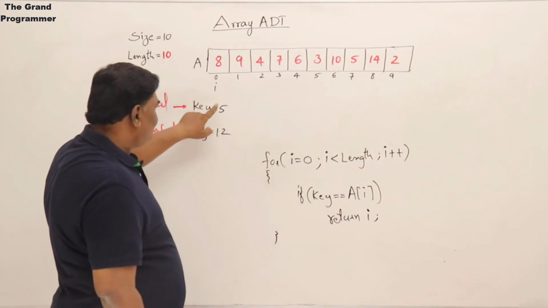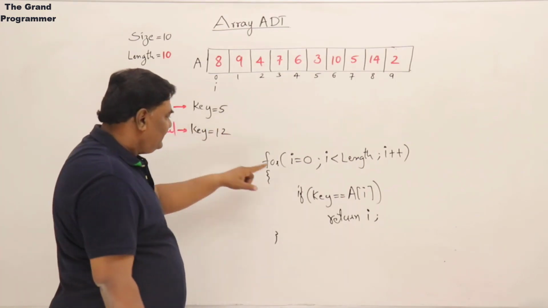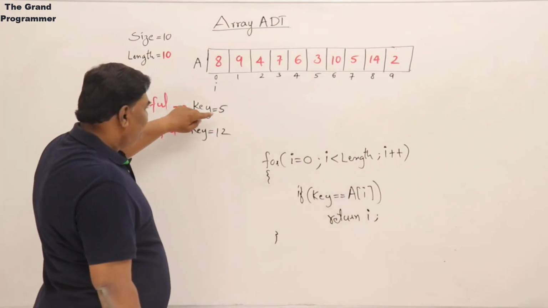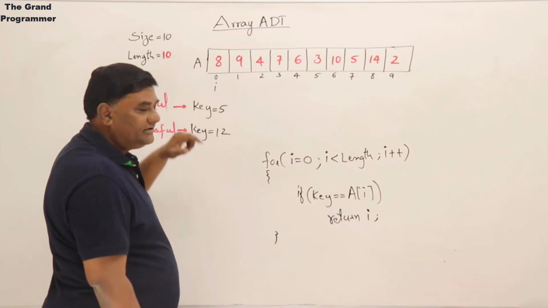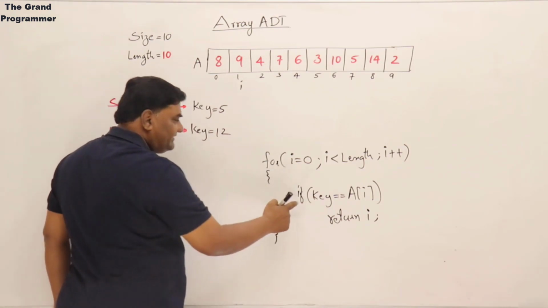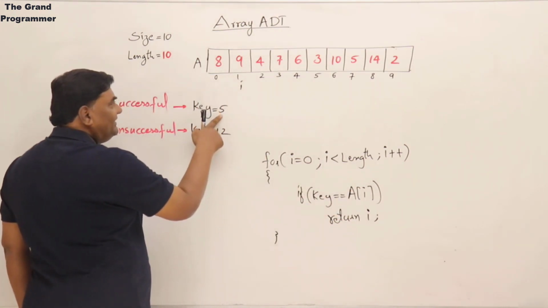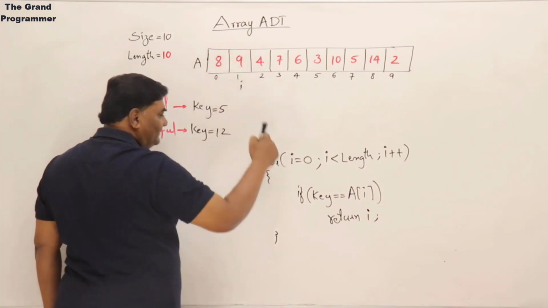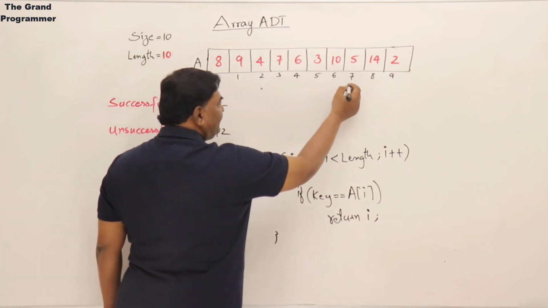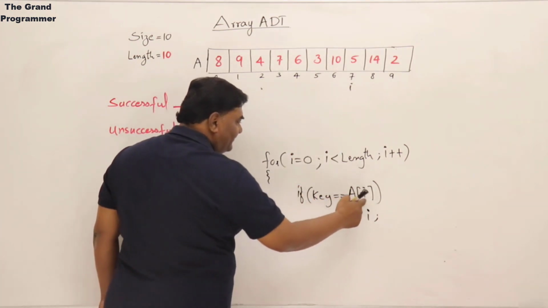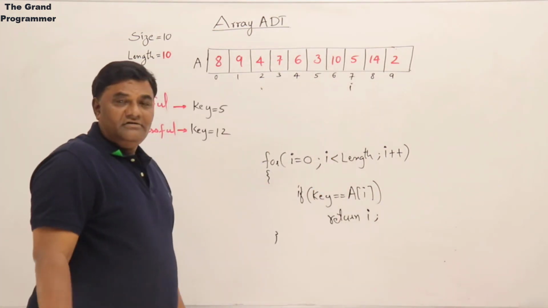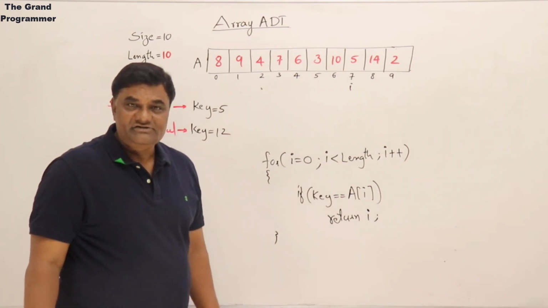Let us see how it works. I is initially 0. Suppose the key value that I am looking for is 5. Then it will check I is less than length. Yes. Key, is it equal to A of I? That is key 5. Is it equal to A of 0? 8? No. So it will continue and say I plus plus. I will move to the next index. Then here it checks key, is it equal to A of I? 5, is it equal to A of 1? 9. No. So it will go to the next. It will continue, and once it reaches here, this time key is equal to A of I. Yes, 5 is equal to A of 7.